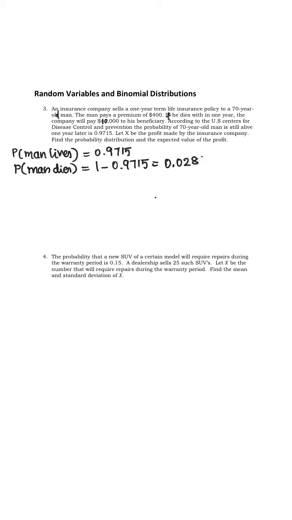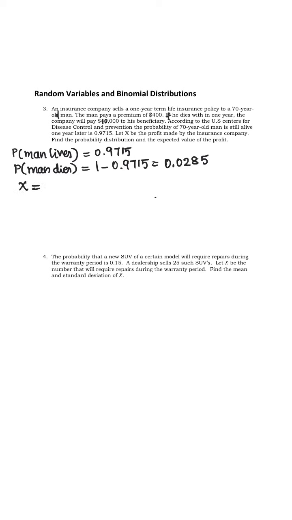In this example, probability a man lives is equal to 0.9715. Probability that the man dies is 1 minus probability of the man lives, that is 1 minus 0.9715, that is equal to 0.0285. So if the man lives, the insurance company keeps the $400 premium and doesn't have to pay anything. So the profit will be $400.